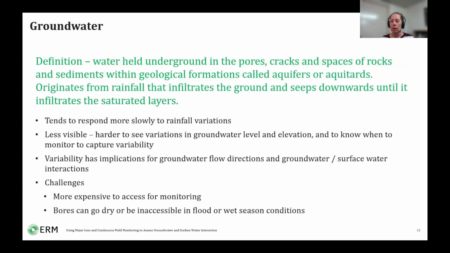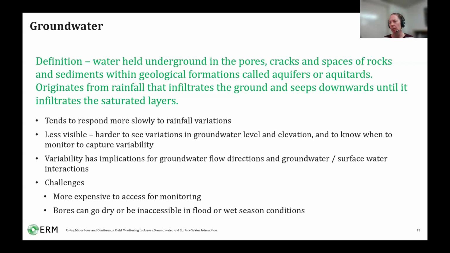Now we'll talk about groundwater, which is essentially the water beneath our feet. The AI definition is shown in the slide there in green. I'll read it out just for everyone. Water held underground in the pores, cracks, and spaces of rocks and sediments within geological formations called aquifers or aquitards. Groundwater originates from rainfall that infiltrates the ground and seeps downwards until it reaches the saturated layers. I'm generally happy with that definition, although thinking about groundwater originating from rainfall doesn't necessarily consider the influence of surface water and groundwater, which is obviously what we're here to talk about today.